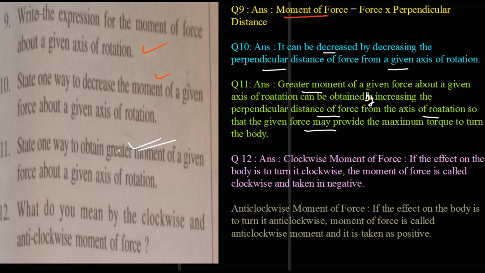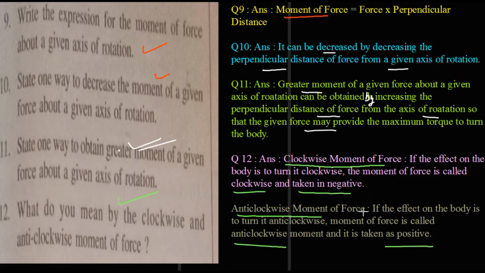So question number 12. What do you mean by clockwise and anti-clockwise moment of force? So clockwise moment, as its name reflects, if the effect on the body is to turn it clockwise, the moment of force is called clockwise, and it is always taken negative. And anti-clockwise moment of force, if the effect on the body is to turn it anti-clockwise, the moment of force is anti-clockwise and it is taken as positive, right?